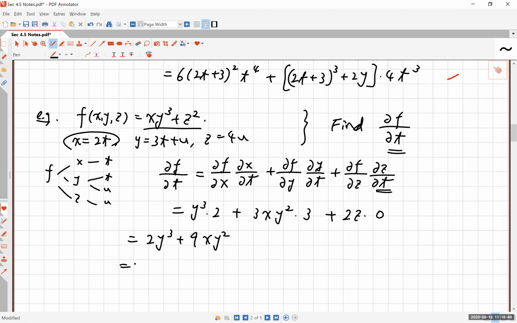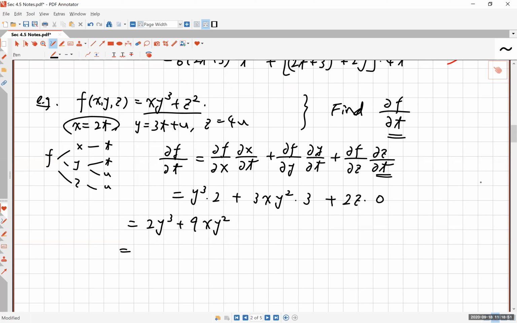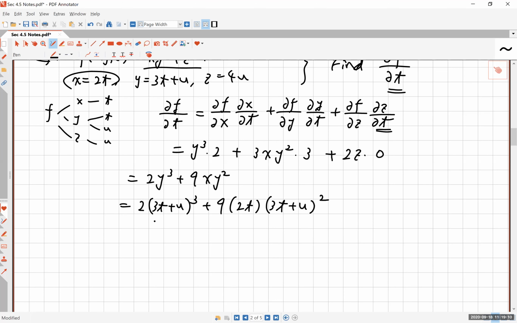Okay, now again, I don't want to have the x or y or z in my final answer, so I would replace y with 3t plus u, and then x as 2t, y with 3t plus u squared. It's not pretty, and you don't really have to simplify this. I mean, I know you can multiply this out. It's going to have 4 terms. This will have 3 terms, but that's not really necessary. Okay, you can leave your answer this way, and you have no problem here.